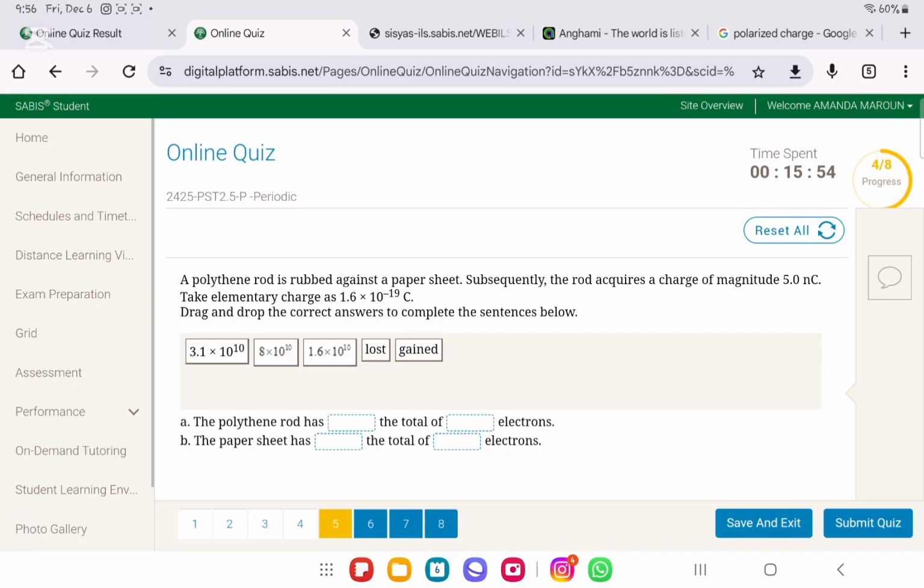Okay, now we move on to question number 5. A polythene rod is rubbed against a paper sheet. Subsequently, the rod acquires a charge of magnitude 5 nanocoulomb. Take elementary charge as this. They need to find the number of electrons. Okay, so let us break it down step by step. Polythene rod means definitely it's gonna gain a negative charge. So whenever we see rubbing, when you rub two things against each other, they will acquire opposite charge. So if polythene acquired negative charge, then the paper sheet will acquire a positive charge.